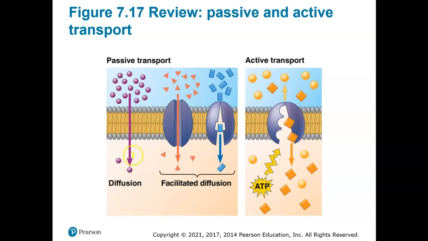Then we have facilitated diffusion, where molecules move from their high to their low concentration through a channel or a carrier protein. These molecules are always either polar or they are charged, they're ions, and that is because they are soluble in water and not lipids. Active transport uses a carrier protein to move molecules against their concentration gradient toward their high concentration.